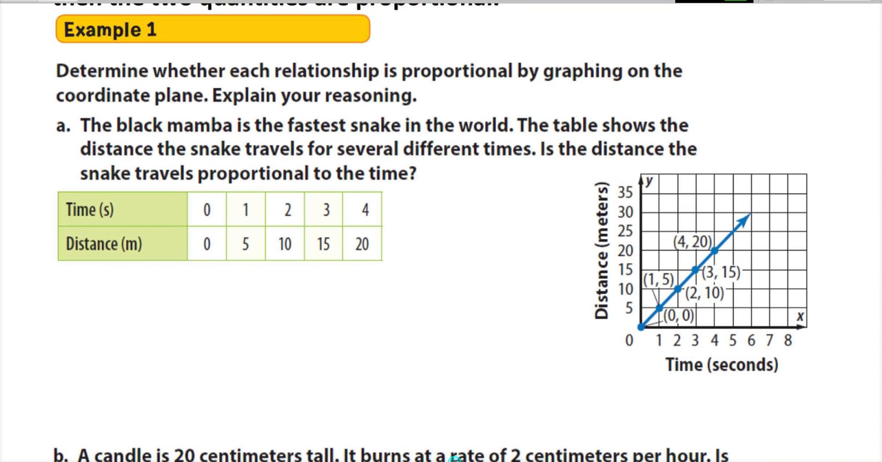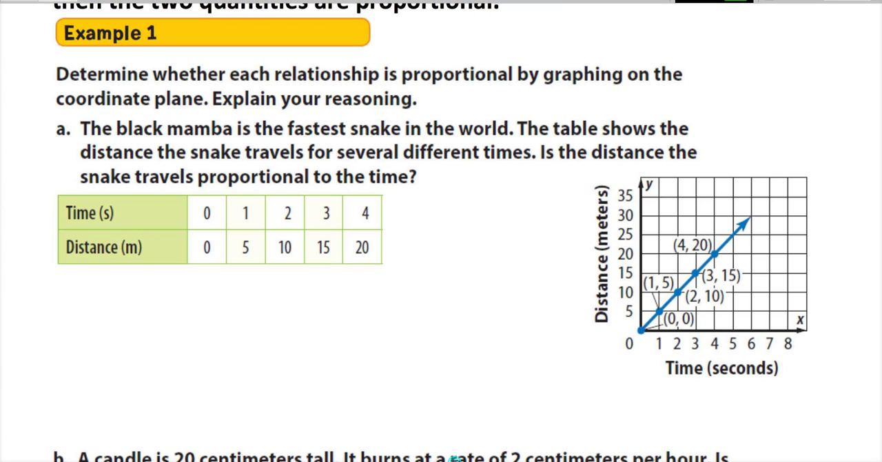Okay, let's take a look here at the first one. It says determine whether each relationship is proportional by graphing on the coordinate plane. Explain your reasoning. Part A. The black mamba is the fastest snake in the world. The table shows the distance the snake travels for several different times. Is the distance the snake travels proportional to the time?